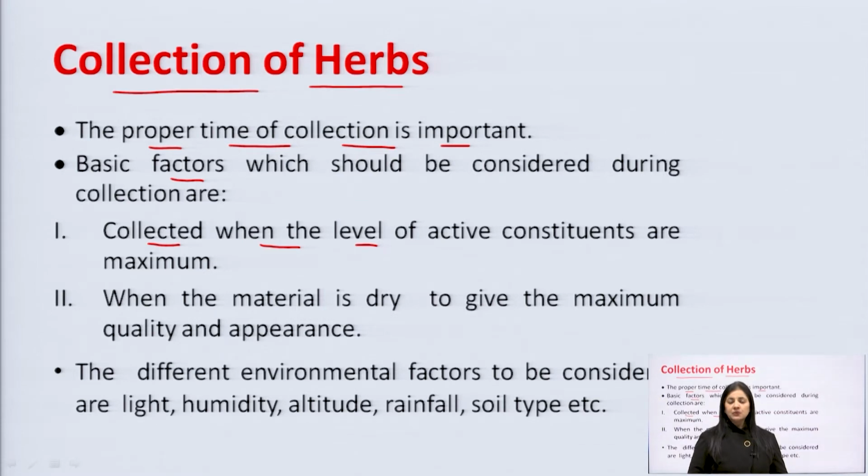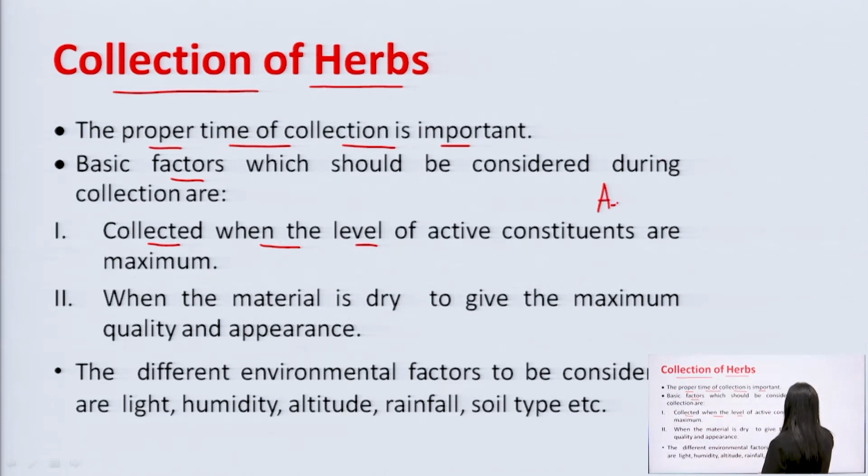As I told you, the plants of the species Hyoscyamus or Belladonna are collected at the time before their flowering occurs. Why? Because at that time the alkaloid content is high.